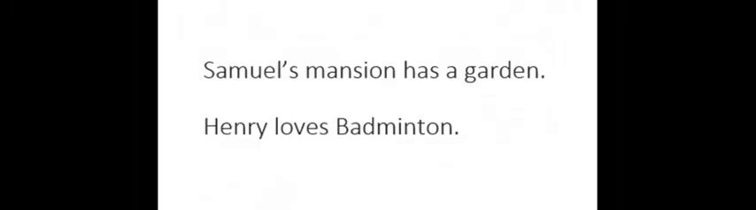Look at this example. Samuel's mansion has a garden. Henry loves badminton. These are examples of stative verbs.